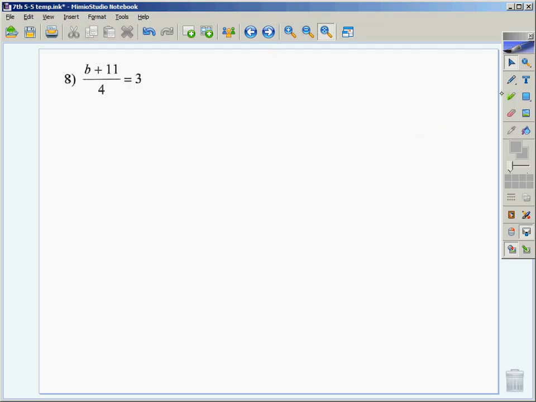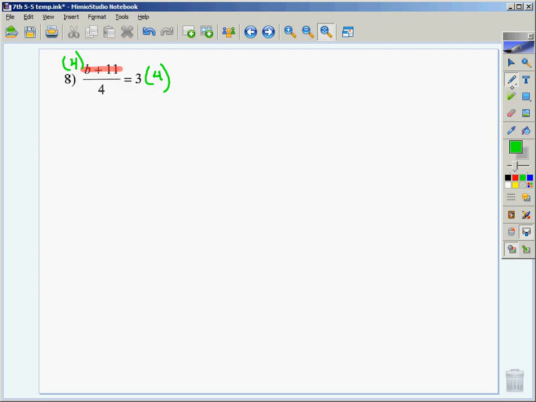On number 8, again, remember the goal is to isolate where this variable is. And since this is in a group like this, it's kind of in parentheses, so we have to undo the division that's here first. So to get rid of division, we're going to multiply both sides of this equation by 4.